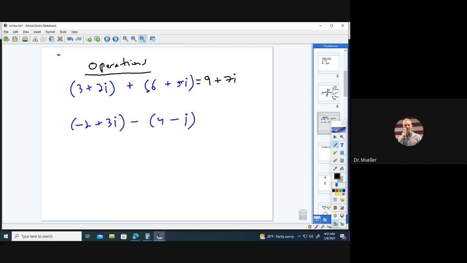Here we have to distribute the minus to both of them here. So we get negative 4 plus i. So negative 2 minus 4 is negative 6. And then 3i plus i is positive 4i. Like that.